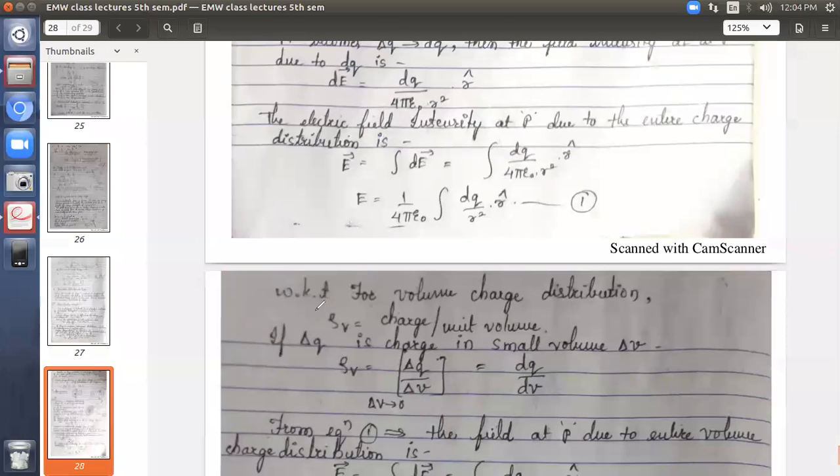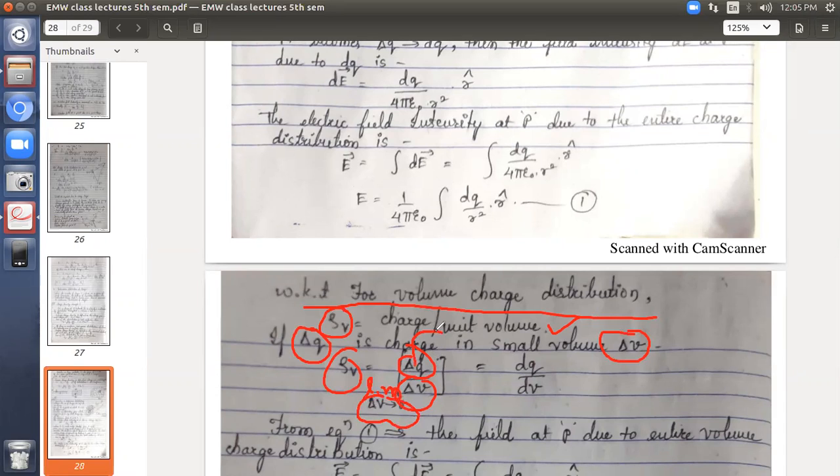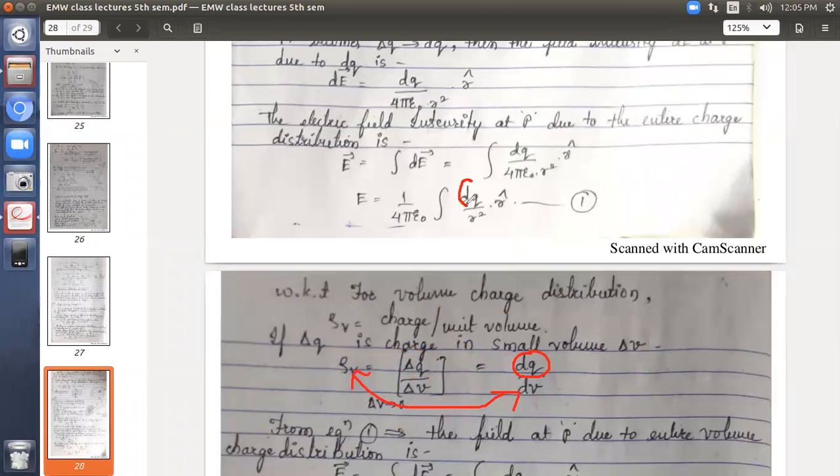Now we know that for the volume charge distribution, rho v is given by charge per unit volume, or if there is a delta q charge in a small volume delta v, rho v is equal to delta q by delta v, and the limit applicable is delta v tending to 0. As I have told you just now, whenever the limit of delta tends to 0, there is a changeover: delta will change to d, so dq by dv. Let us get dq from this equation. dq is equal to rho v into dv. Let us substitute this in equation 1.